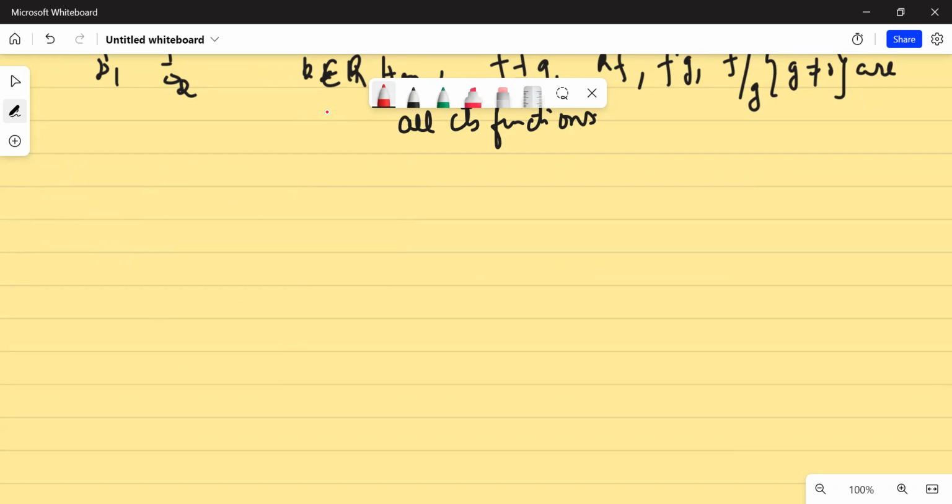So continuity, I think again there will be a continuity and differentiability question. So I want to give you a pure continuity question at first. Okay. Then we'll move on to differentiability. Just give me a minute.